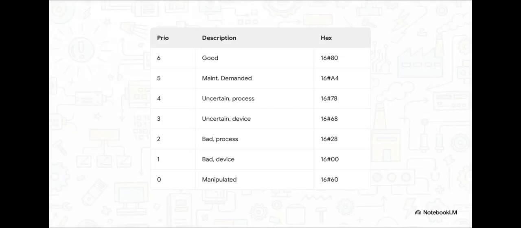The absolute key takeaway here is that every single output in the system isn't just a naked number, it's a structured output. It always contains the actual process value plus one of these critical hex code statuses to flag issues the second they happen. A 16-80, you're good to go. A 16-78, the process is uncertain, maybe we hit a limit.